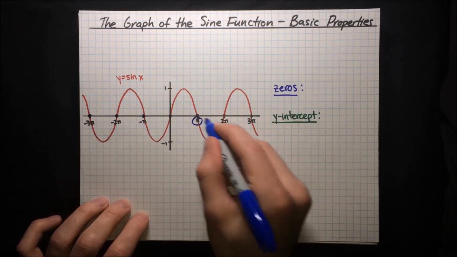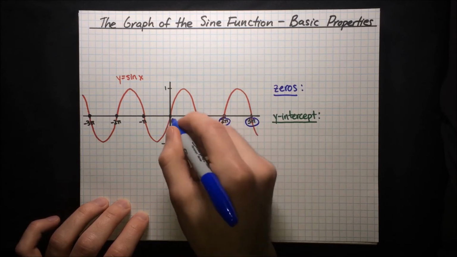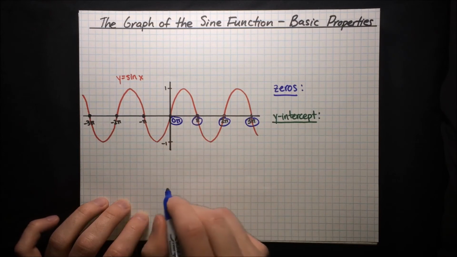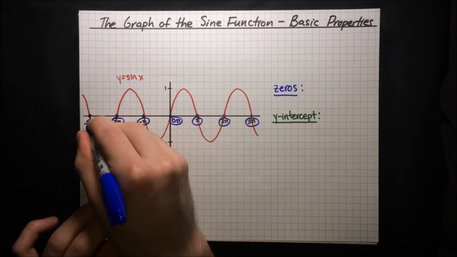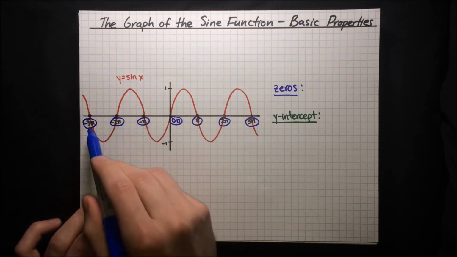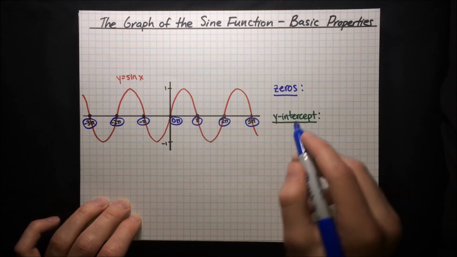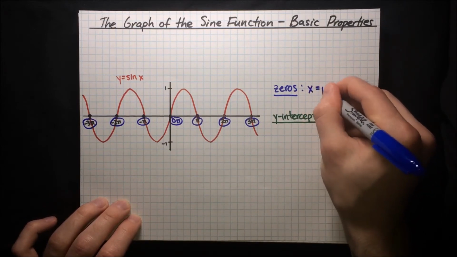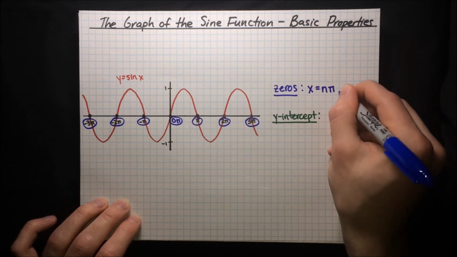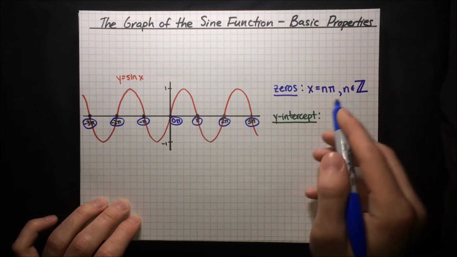Look, there's pi, there's 2 pi, there's 3 pi, and we can write 0 pi for 0. There's negative pi, which is like -1 pi, -2 pi, -3 pi. So it's just any integer times pi that is a zero of this function. How we write that is that the zeros are x equals n pi, where n is an integer. So n is in the set of integers.